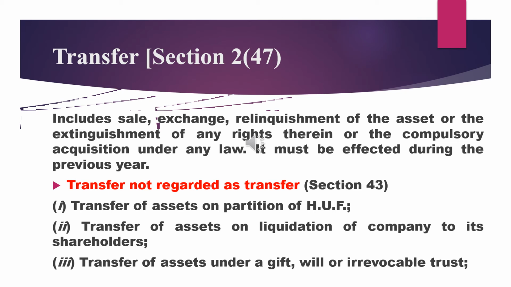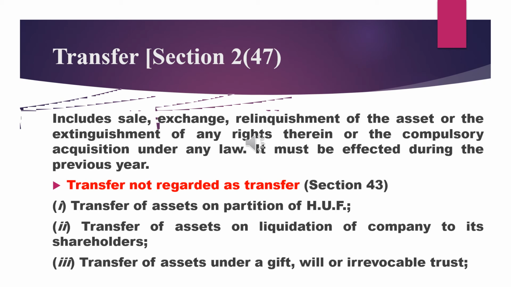But now there is a list which you can see as under, starting that these are not regarded as transfer. Let me make the thing clear, that in these also assets are being transferred, but they are not regarded as transfer for income tax purpose. For example, an HUF was there, and there is a partition, and the assets have been transferred to the co-partners. The co-partners who received the assets will not attract the capital gain tax because it is not being considered as a transfer.